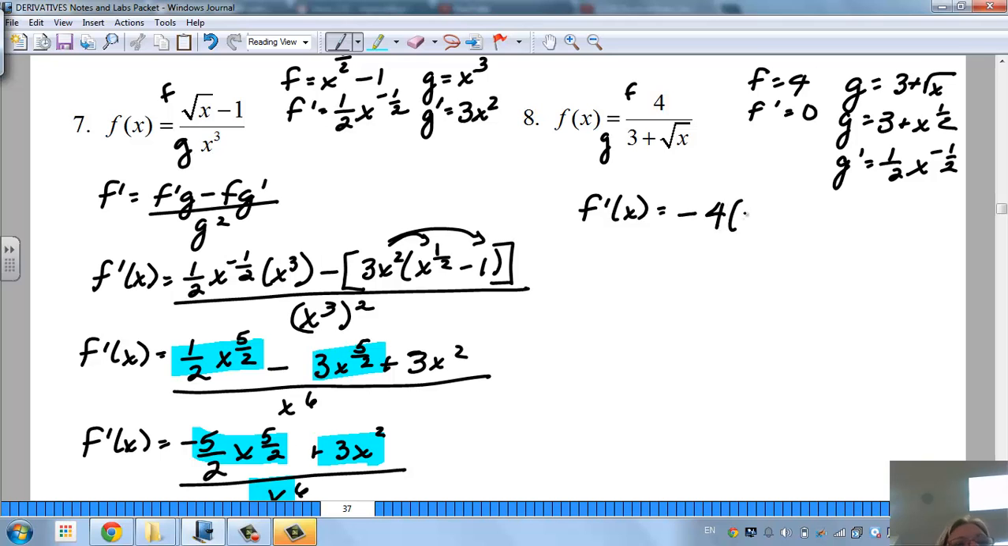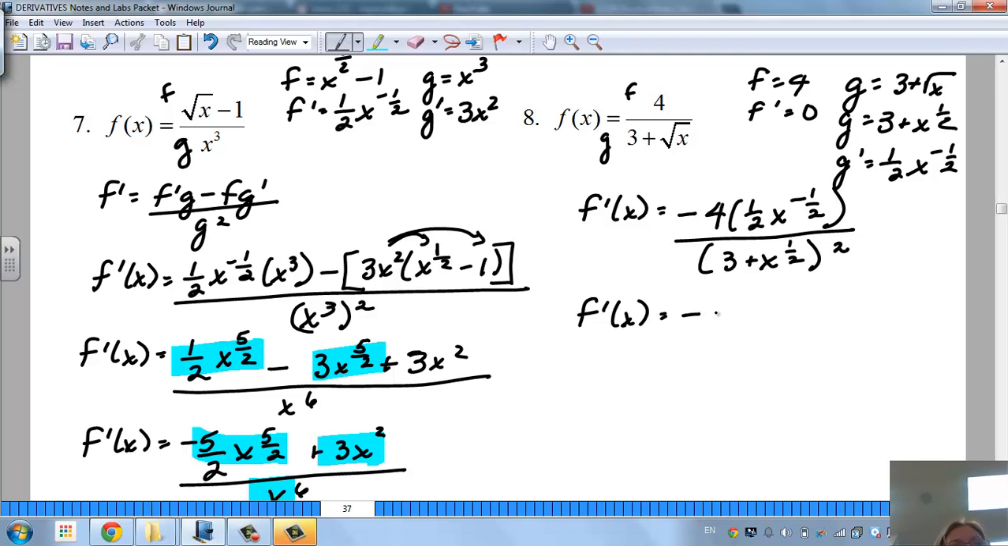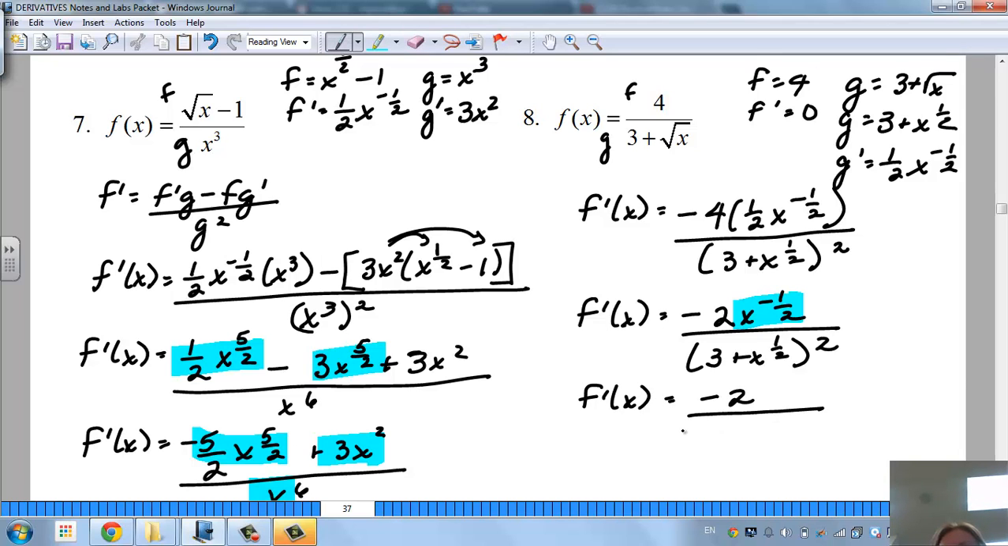So I've got 4 times 1/2 x to the negative 1/2 all over g squared, which is 3 plus x to the half, squared. Okay? So f prime of x here is going to be negative 2 x to the negative 1/2 all over 3 plus x to the half squared. And I can bring this x to the negative 1/2 right down into the denominator now. So I have f prime of x equals negative 2 all over radical x times 3 plus radical x squared.